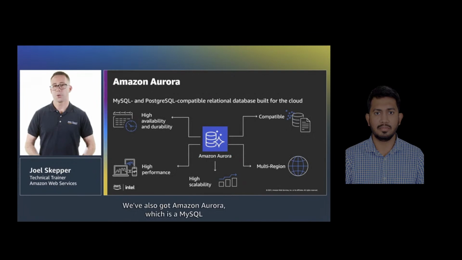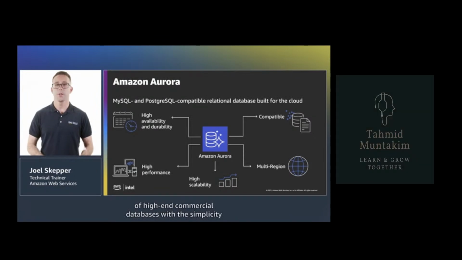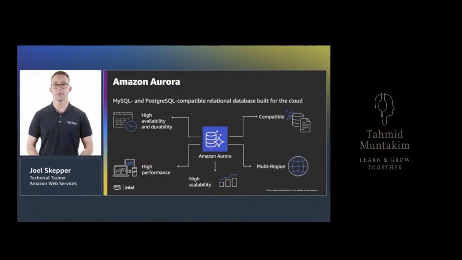We've also got Amazon Aurora, which is a MySQL and PostgreSQL compatible relational database built for the cloud. It combines the performance and availability of high-end databases with the simplicity and cost-effectiveness of open-source databases. Aurora is built for high availability and durability, concepts that we are familiar with so far. It's also built for high performance and scalability, whilst providing multi-regional capabilities.